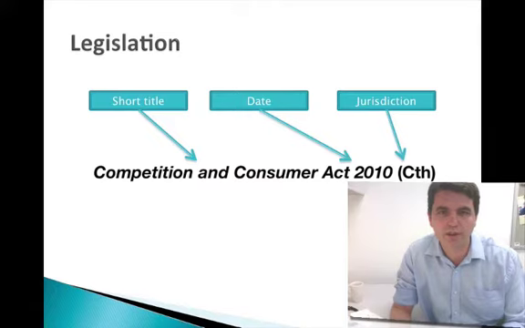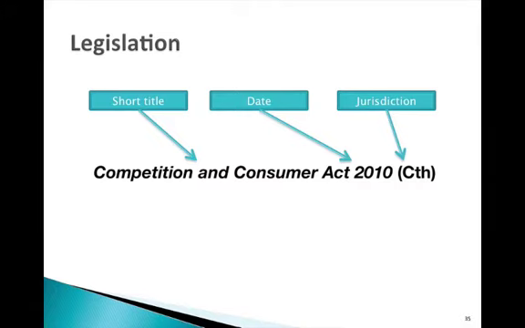Okay, so what do you need to know to understand how to read legislation? So have a look at this particular slide. What you can see is there are three key bits. One is the title of the legislation, so you can find it. Here we've got the Competition and Consumer Act. Second is the date, when it was enacted, 2010. And the third is the jurisdiction. Was it a state-based or a Commonwealth-based piece of legislation? With those three key pieces of information, you're pretty sure to be able to find the act that you want as part of your research.